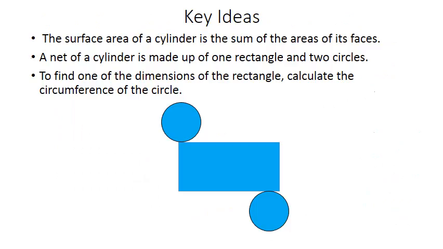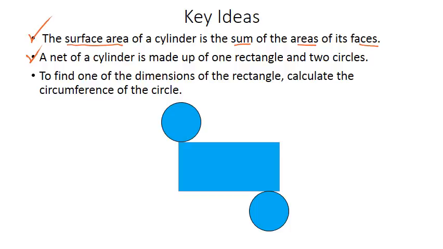All right. Let's make a quick summary of what we've learned in the video. The first thing we've learned is that the surface area of a cylinder is the sum of the areas of its faces. So it'll be the sum of the circles and the rectangle. Hopefully you understand that. The net of a cylinder is made up of 1 rectangle and 2 circles. So that's like this shape down here. We have 1 rectangle and 2 circles. Hopefully you're okay with that.